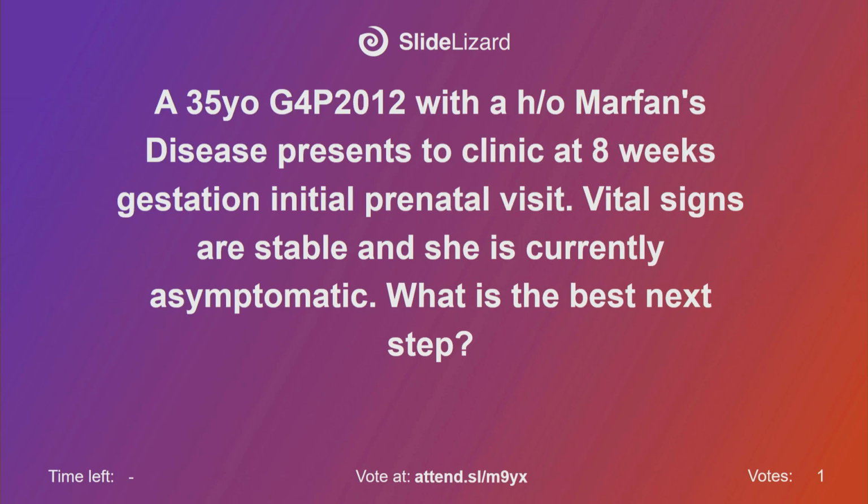Okay. Our next case, a 35-year-old G4P2012 with a history of Marfan's disease, presenting to clinic at 8 weeks for her IPV. Vital signs are stable and she's currently asymptomatic. What is the best next step?